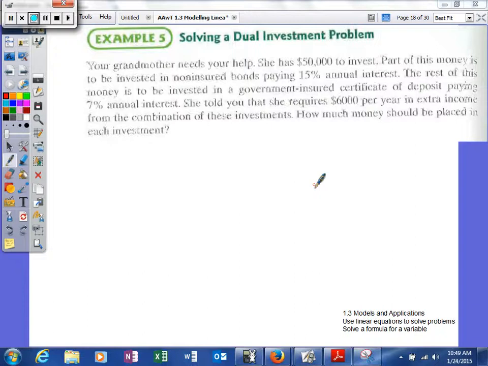She's doing pretty well regardless. But we'll see. She told you that she requires $6,000 per year in extra income from the combination of the investments. How much money should be placed in each investment? All right, so that's our problem. How much should be placed in each investment? So we basically have two things. We have investment, we'll say A, and we have investment B.